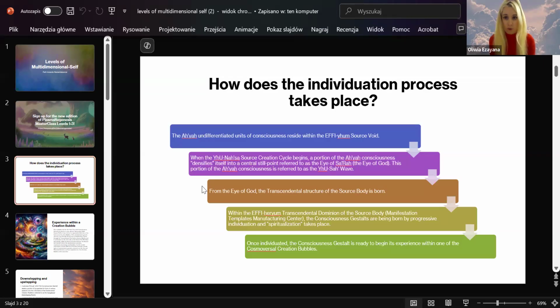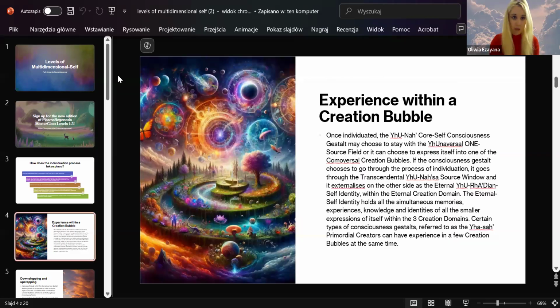a certain process of individuation that takes place within the ephemerium, because that's where the manifestation templates for the creation of this reality are taking place. Once individuated, the consciousness gestalt is ready to begin its experience within one of the cosmoversal creation bubbles. It's as simple as that. And from there, a consciousness gestalt transitions from the ephemerium and directly into the cosmoversal creation bubble.